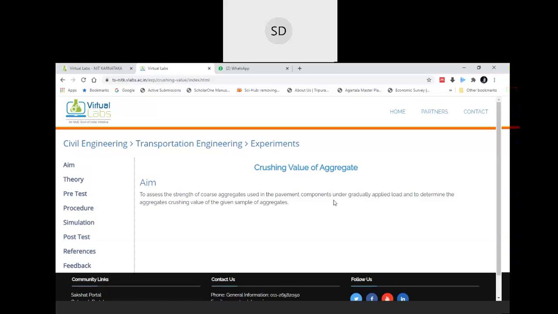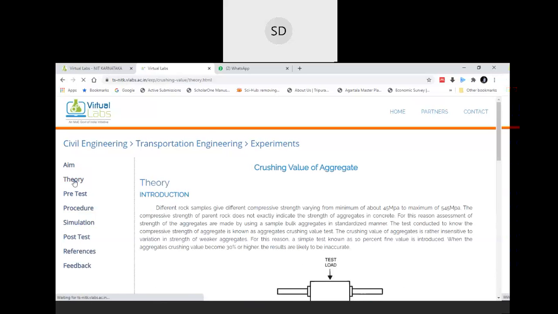So basically, after the test, you have to find out what percentage of aggregate passes through the 2.36 mm sieve. In that way you will find out what the crushing value of the aggregate is. So let us discuss the theory of the test.